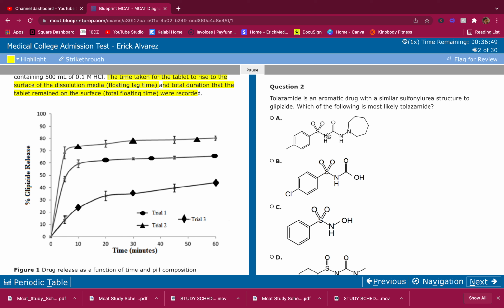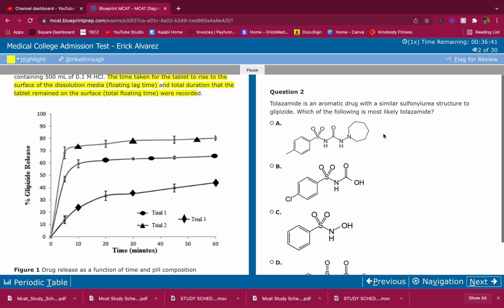Tolazamide is an aromatic drug with a similar sulfonyl urea structure to glipizide. Which of the following is most likely tolazamide? Okay. Pretty easy, guys. It's like a lollipop question here. Tolazamide is an aromatic drug. Cool. Aromatic. Amide.